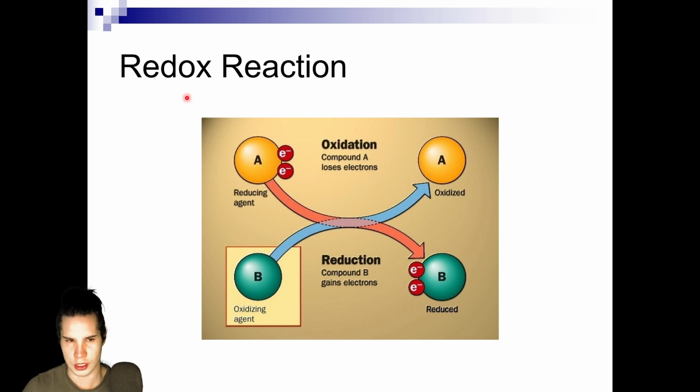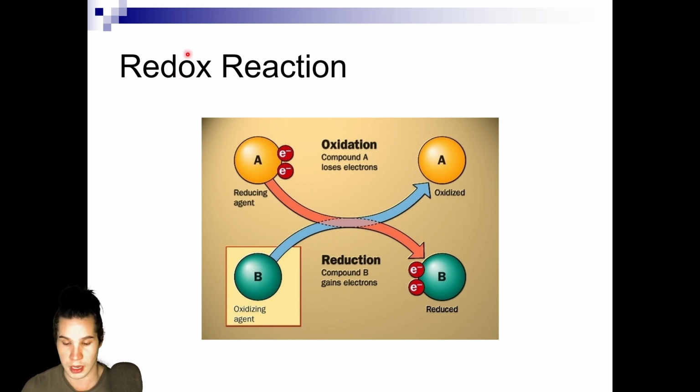Anytime you're reducing something, you're adding negatively charged things, reducing the overall charge. That's the way I like to remember it: you're reducing it by adding negative stuff to it. Anytime you're reducing something, those electrons are coming from somewhere else. Therefore, something else is being oxidized somewhere.